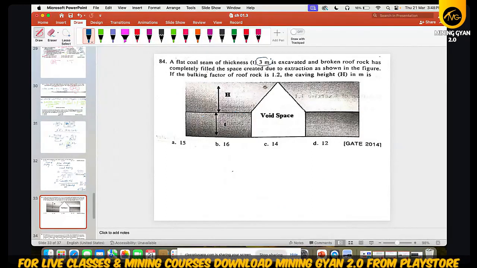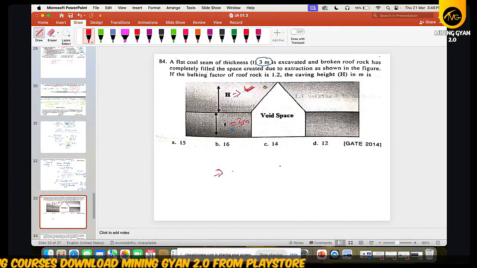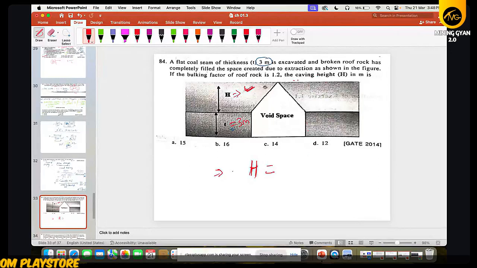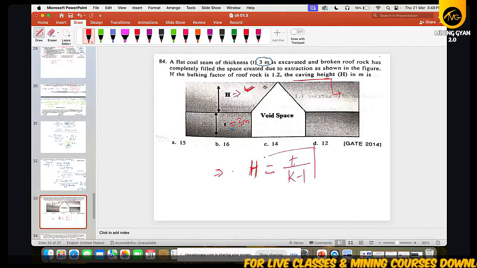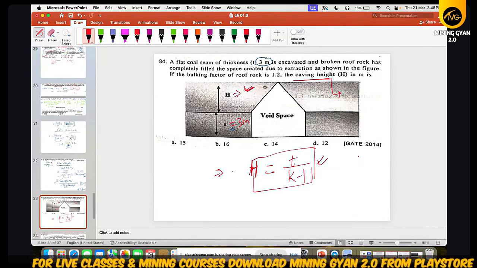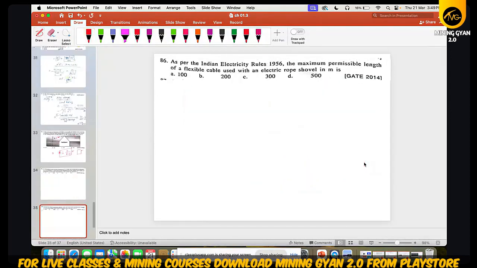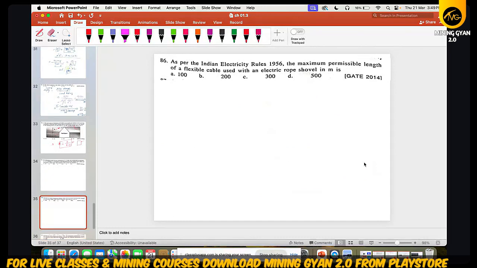Okay, they have provided us t equal to 3 meters, and we have to find the height. If you know the formula for the caving height, the height in the void space, it will be t minus (k minus 1). You should write this in your notebook where you are making notes. Only two or three questions are remaining.